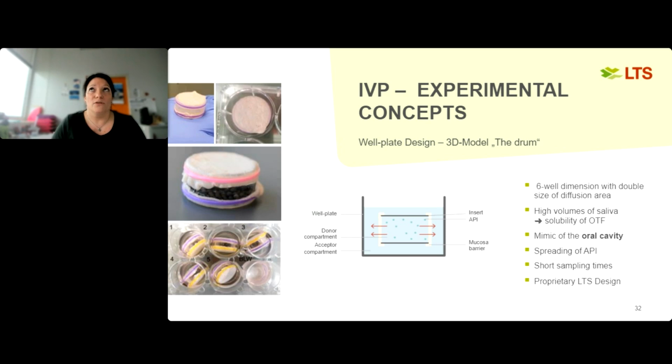That's also interesting if you have an API with a very high speed of permeation, for example, where you think about making a fast dissolving film at the end, where you have a distribution in the whole oral cavity and not only on your buccal side, for example. And you can investigate whether the spreading of an API could advance your permeation.